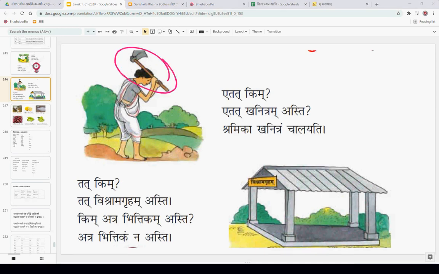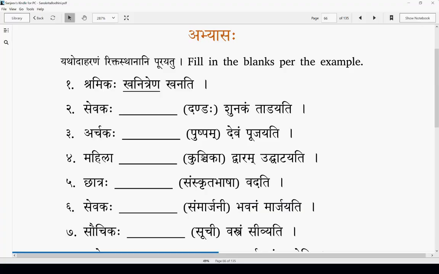This is called Khanitra. I don't know in English what it is called. Spade. What are the instruments used to dig? So Khanitra must be shovel. That is Khanitram. Khanati is digging.